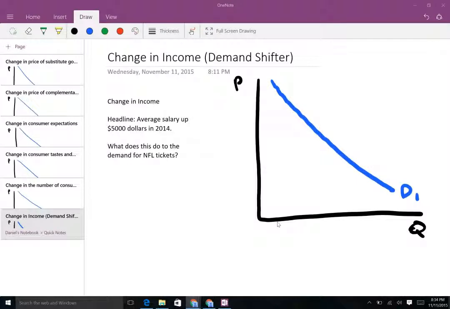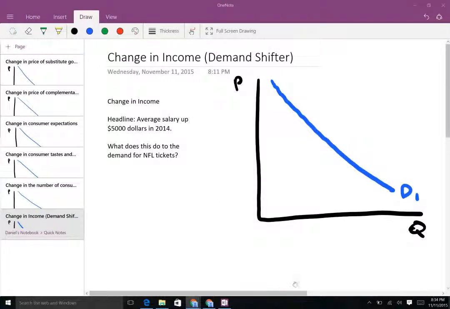All right, I'm going to go through the 6 different demand shifters. We're going to look at a practice situation, practice newspaper headline, and see, based on the facts, what is happening to the demand curve in each of these situations. So the first demand shifter I want to look at is a change in income.